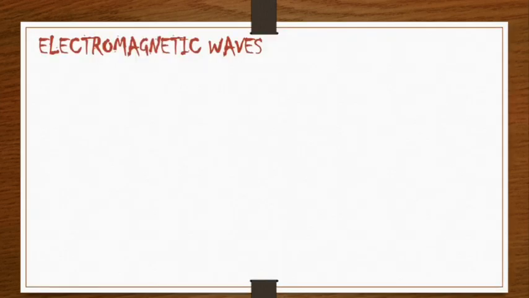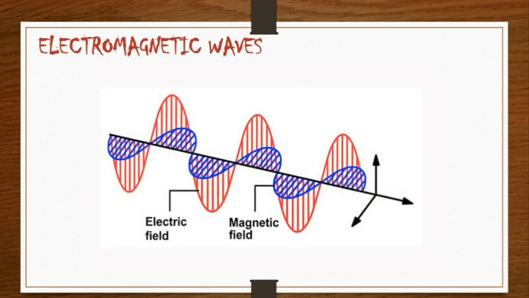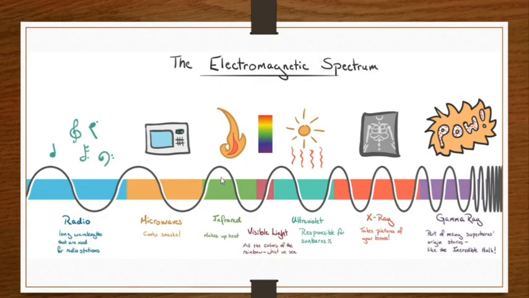Electromagnetic waves, including visible light, are made up of oscillating electric and magnetic fields as shown. The wavelength of electromagnetic radiation determines the color. All visible light has wavelengths between 400 and 700 nanometers.